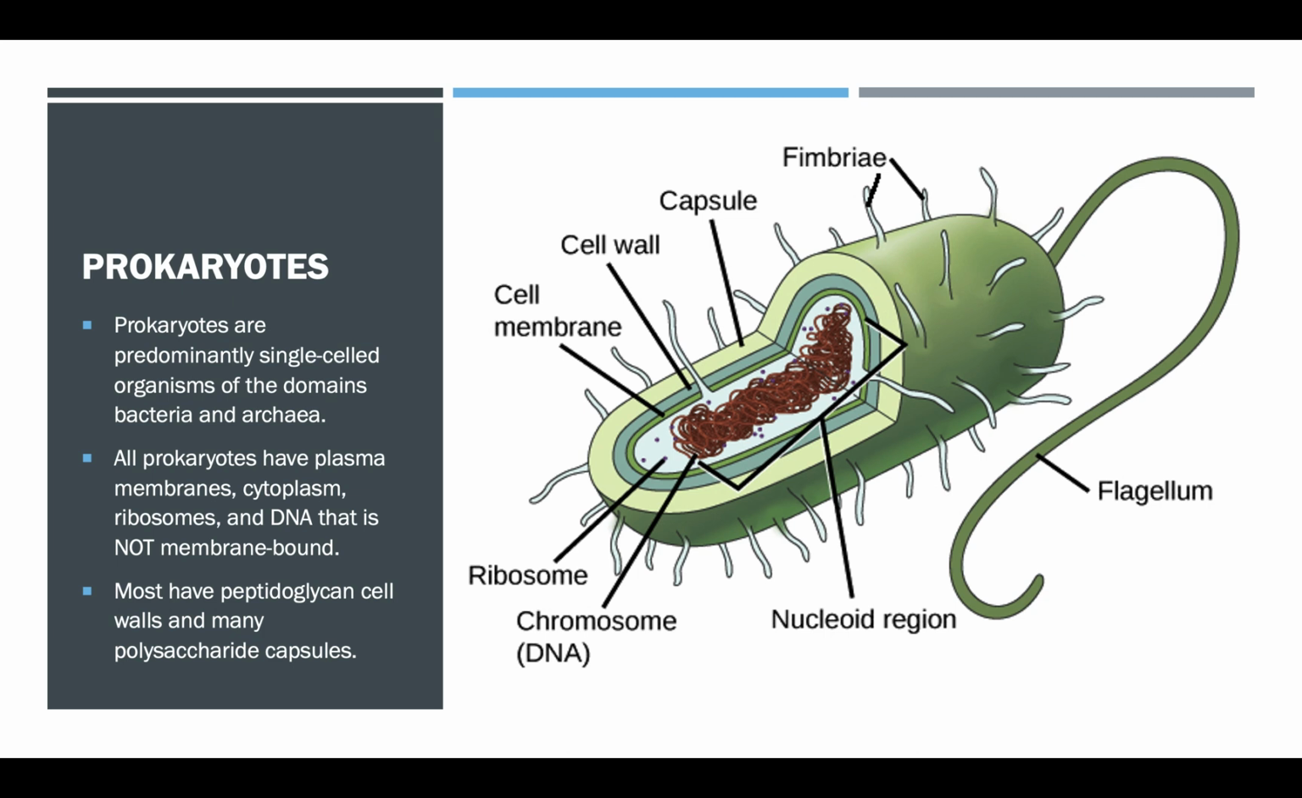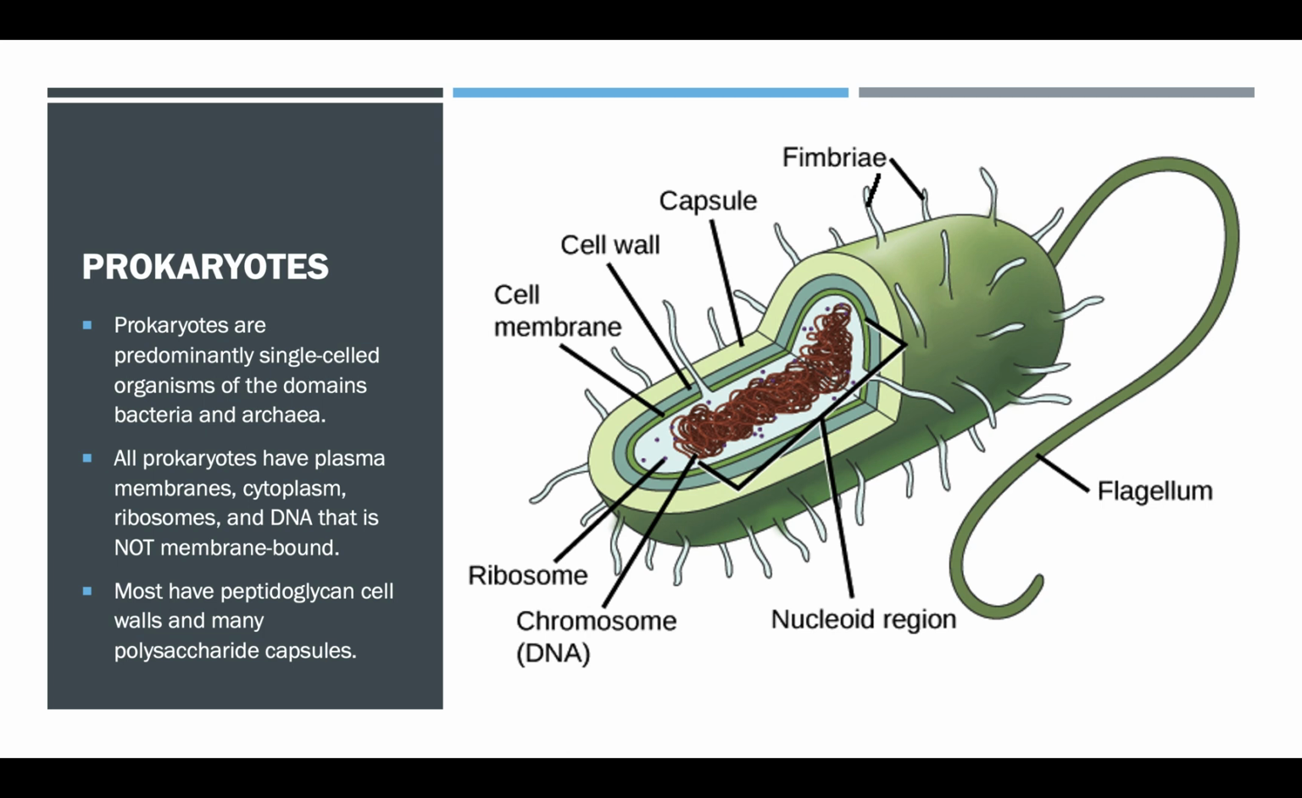Prokaryotes are single-celled organisms, which in turn means that they're simple organisms. All prokaryotes have plasma membranes, cytoplasm, ribosomes, and DNA that is not membrane bound. In these prokaryotes, DNA is free-floating rather than being bound in a specific spot within that cell. Most have peptidoglycan cell walls and polysaccharide capsules.